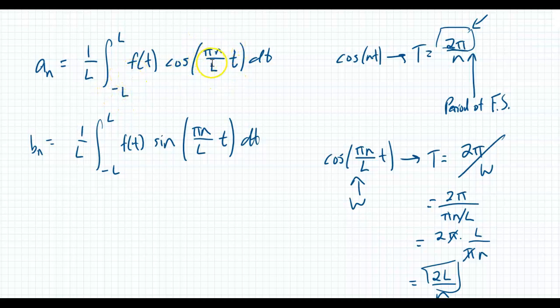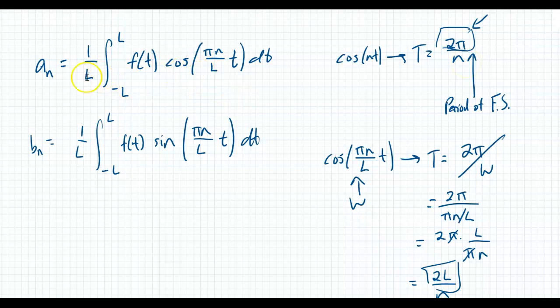Where does this come from? Notice if L was pi, I would get a pi here and a pi here. They would cancel and would give me cosine of nt. So this formula fits what we already know for intervals from negative pi to pi. And it works for any interval that would go negative L to L. Here I go through a process of explaining where it comes from, but to be honest, I'm not really worried about it at all.